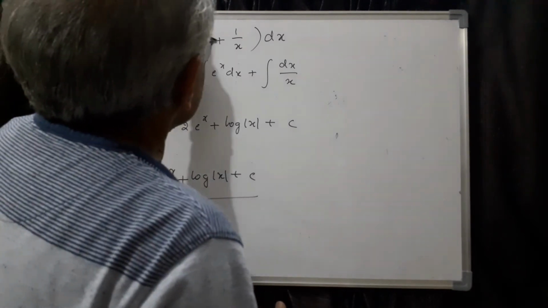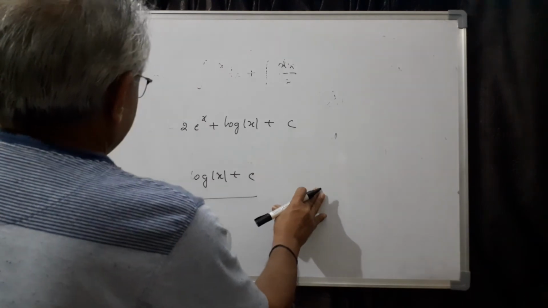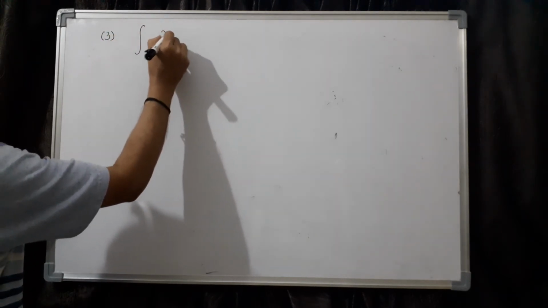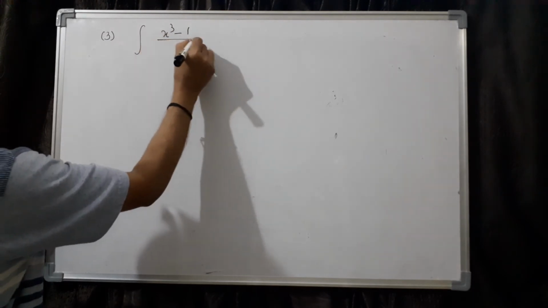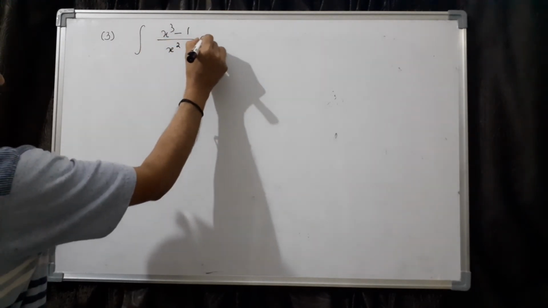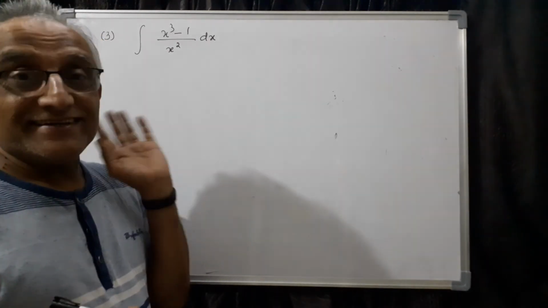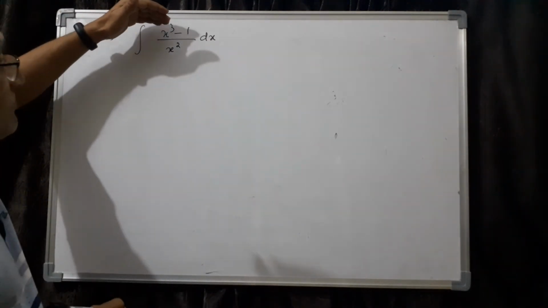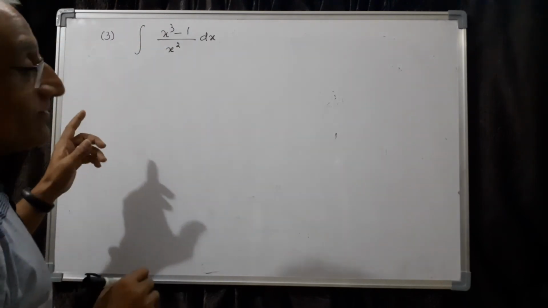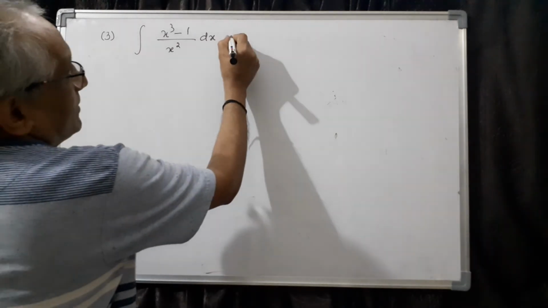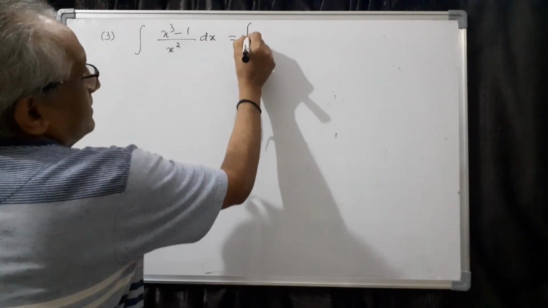Now let us take a few more examples. Say integration of third one, integration of (x cube minus 1) by x square dx. Remember, there is no quotient rule in integration. So there is nothing like f of x by g of x. We have to deal with only addition, subtraction and integration by parts. So what we can do is, this we can split like this.